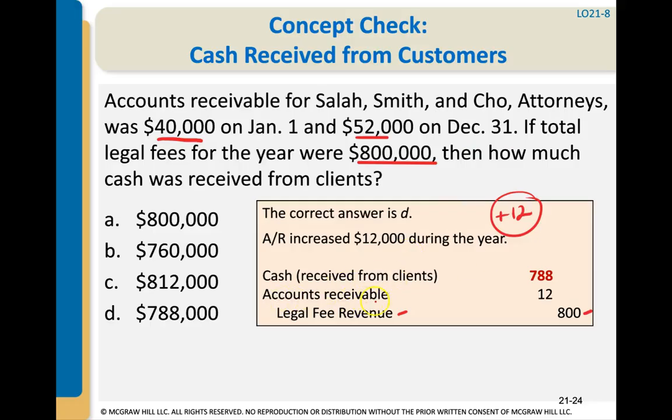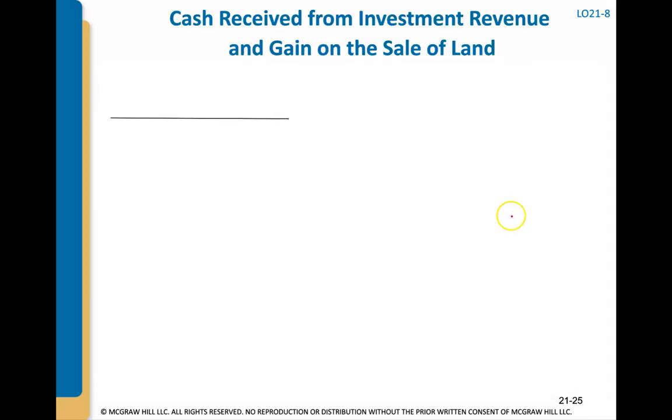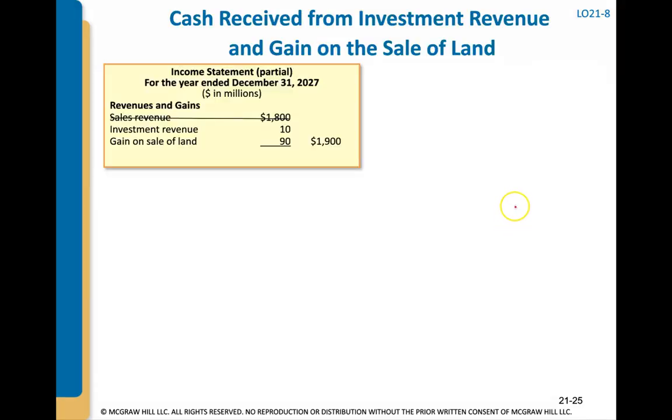And accounts receivable is an asset. So how would we record an increase to an asset? We would debit accounts receivable for 12. And then we have a debit to cash for the plug, to make this journal entry work, it's 788. And that's going to be equal to our cash received from clients, $788,000.